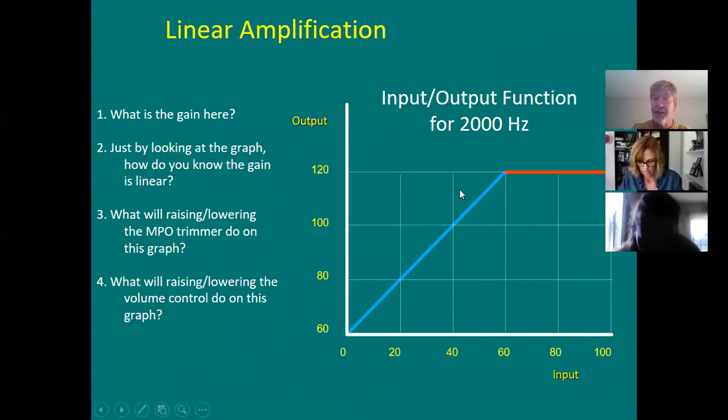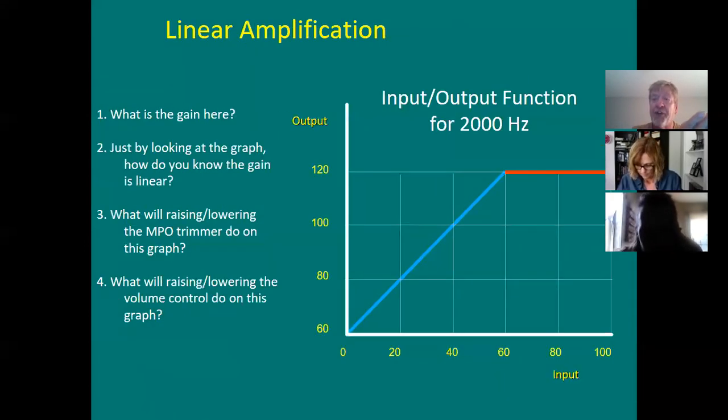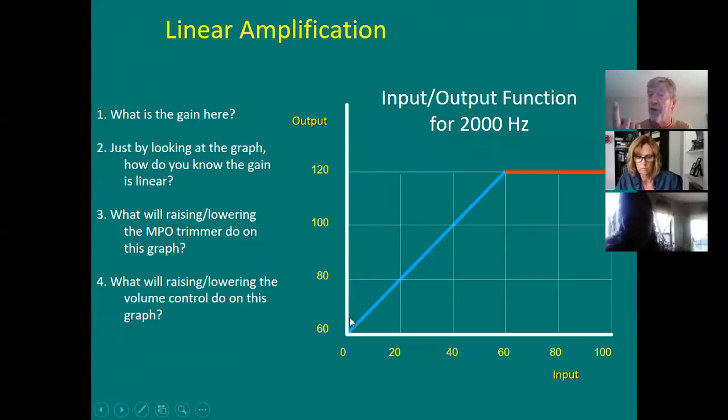Remember this from last week. Here's peak clipping, no mercy. In this case, the MPO was set at 120. Over here, you've got compression happening. It's the same graph. I've kept the gain at 60 just so that things are consistent. You can see linear gain here, a 45 degree angle: input increases of 20, output increases of 20. 20 to 20, input-output ratio. Remember, the first number is the increase to input, the second number is the corresponding increase to output. 20 over 20 is 1 over 1.